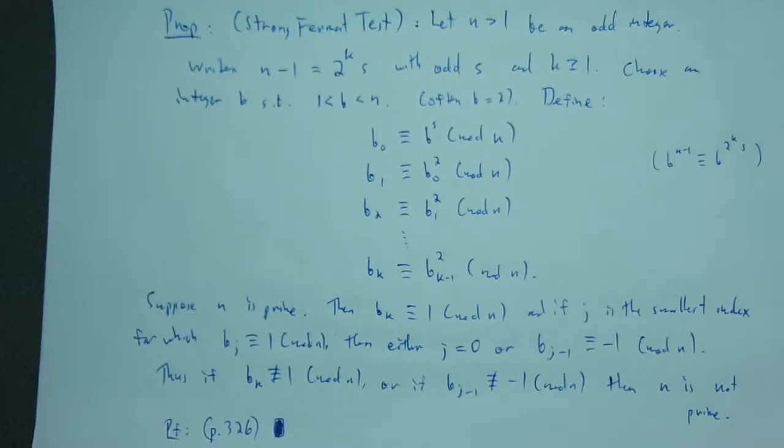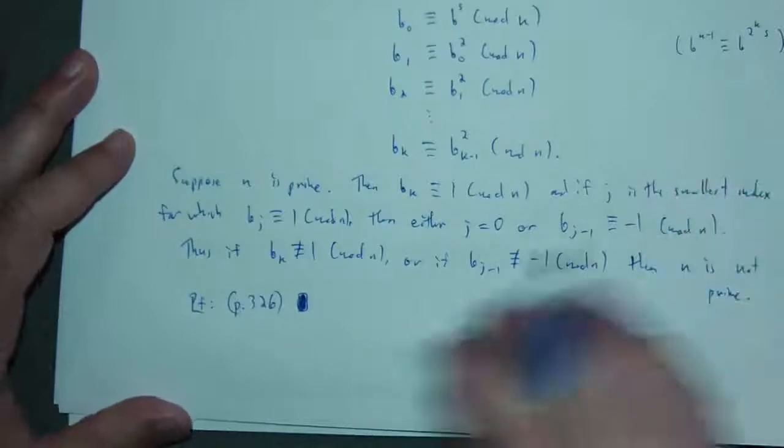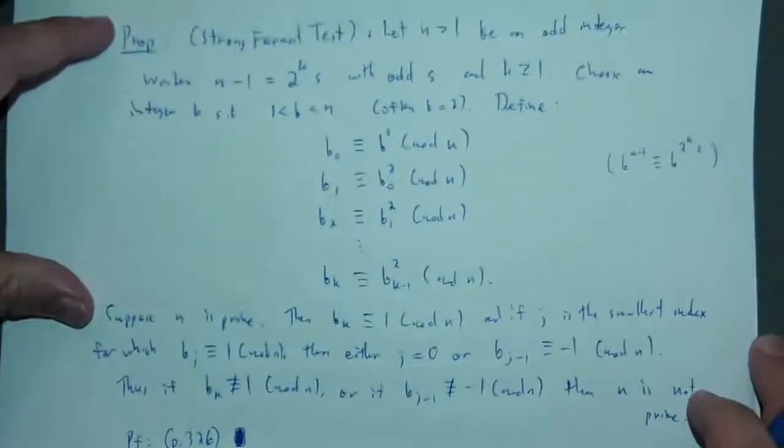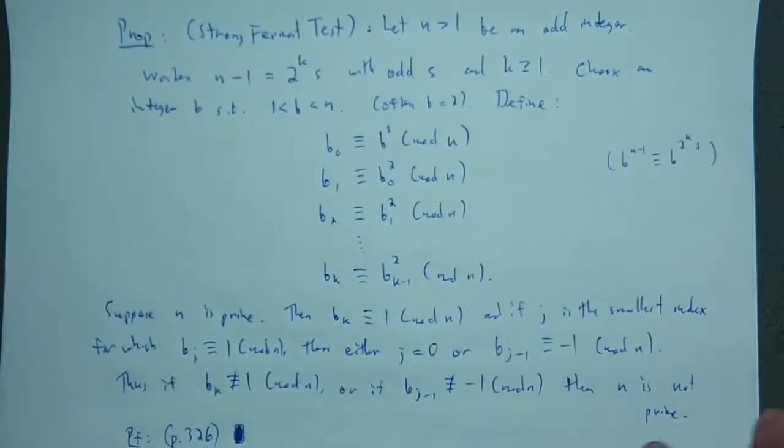You should note that just like the Fermat test, this doesn't prove primality. It merely gives you some evidence. So it can only be used to show that a number is composite, not that a number is prime. But this gives you some evidence.